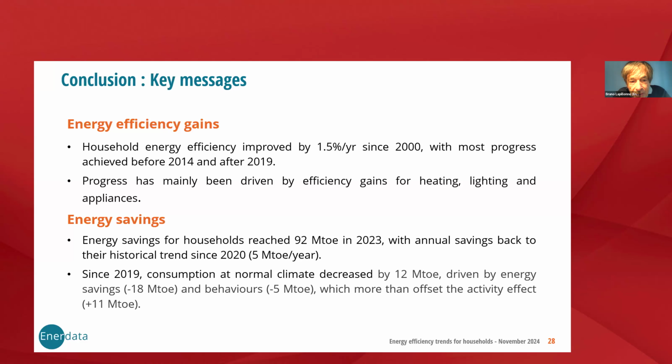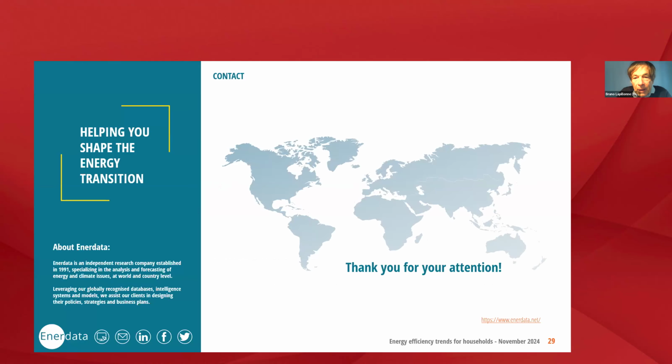And since 2019, consumption at normal climate decreased by 12 MTOE, with the combined effect of energy saving and behavior, which more than offset the activity effect.